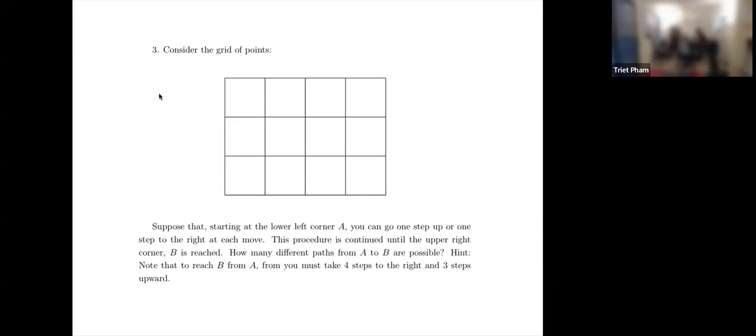So here's A and here's B, and a path would go through the grid points, but can only go up and right. So this is a possible path. This is another path. Yet another path, something like that. So how many paths can there be in total?